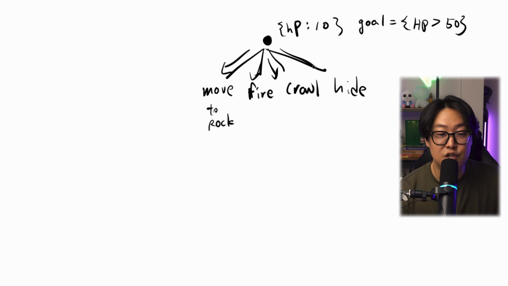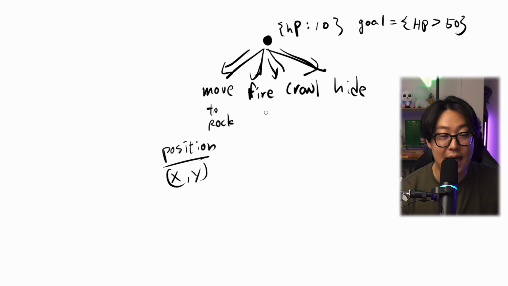And if you go through each of these available actions, you get a resulting state, right? Because each of these actions changes the NPC's state in this world. It impacts the world. So when you go to move to rock, it might say, hey, position becomes X and Y. This one might say ammo goes down, where ammo is lower.